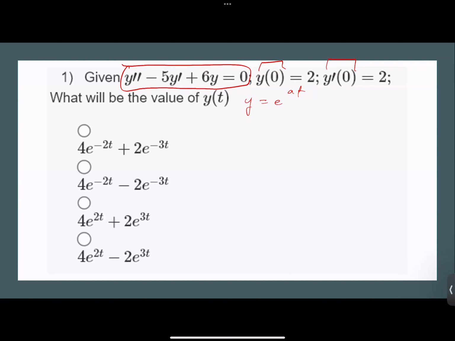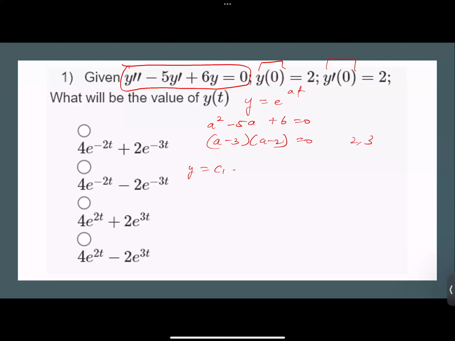Okay, have you been able to do it? If not, let's do it together. So if I take the characteristic equation now, what do you get? You get a square minus 5a plus 6 equal to 0. What are the roots of this equation? We can just do a minus 3 and a minus 2 equals 0. Right? So the roots are 2 and 3.